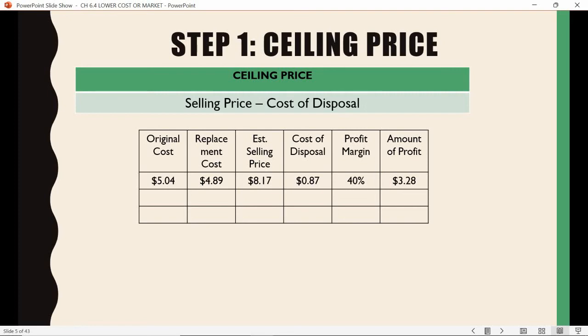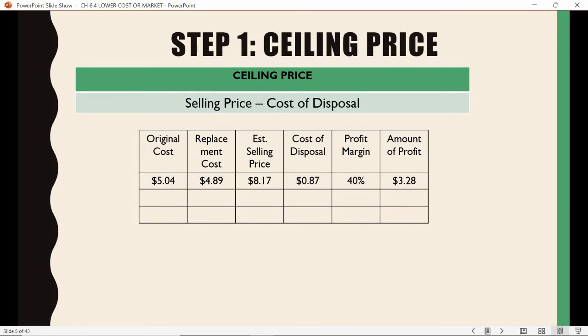Now, to get rid of that item, it's going to cost you money to dispose of the items. So that's what this section is. And then the amount of maximum profit. Again, we talked about the selling price. You still want to get some kind of profit percentage out of it. So in this case, even if I have a lower cost of market, I still want to retain at least a 40% profit, which if you multiply it, should be $3.28. So the amount of profit will be there.